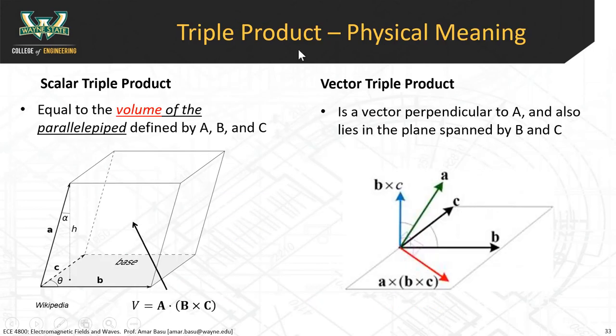So the physical meaning of the triple product is it's equal to the volume of the parallelepiped, which is a three-dimensional version of the parallelogram defined by A, B, and C. So suppose we have our vectors here. We have A, B, and C. So put those three vectors next to each other, so the heads of all three vectors are all at the same point. The A, B, and C are all pointing out.